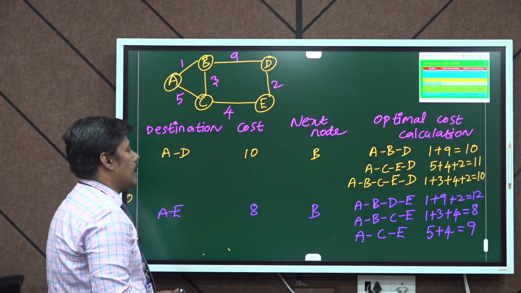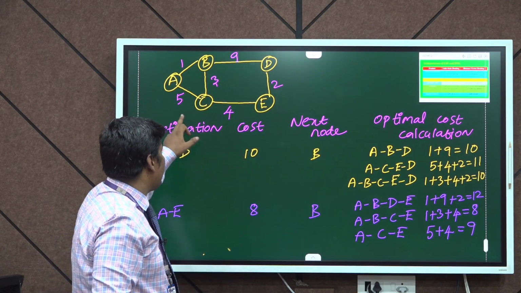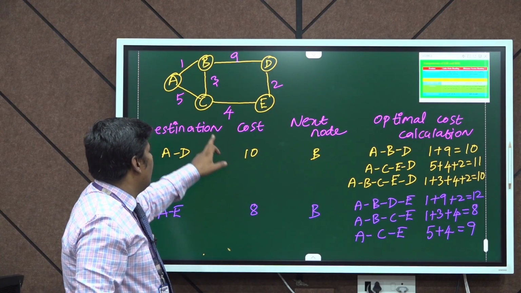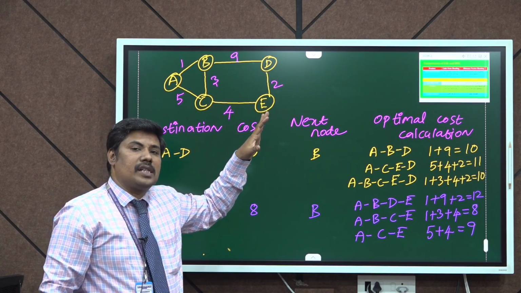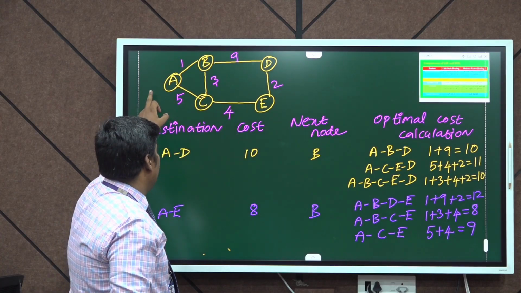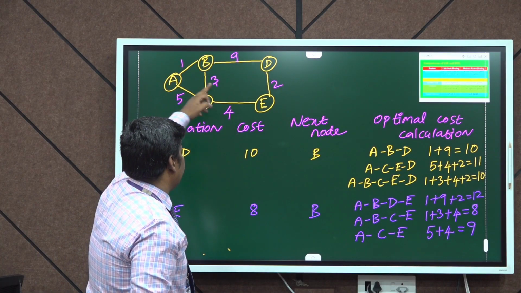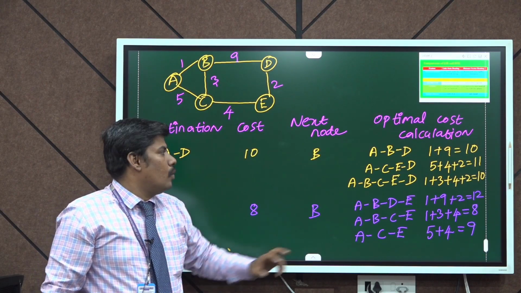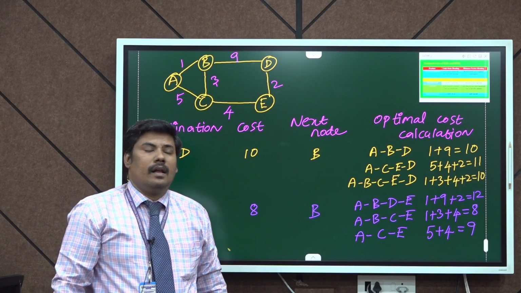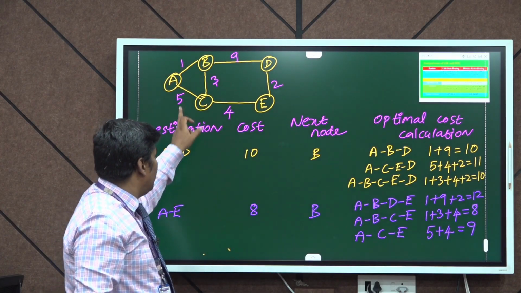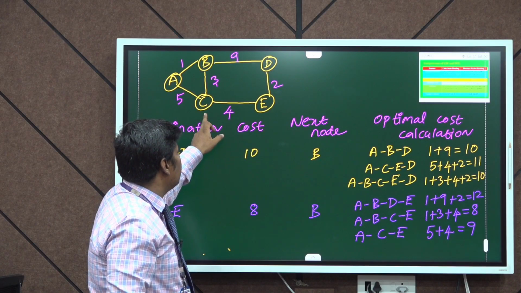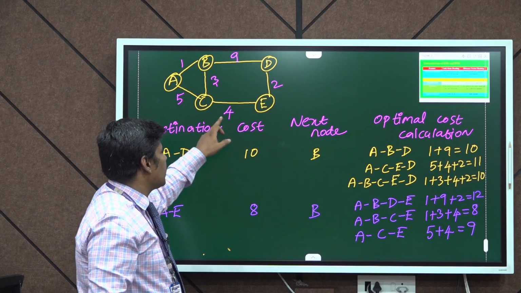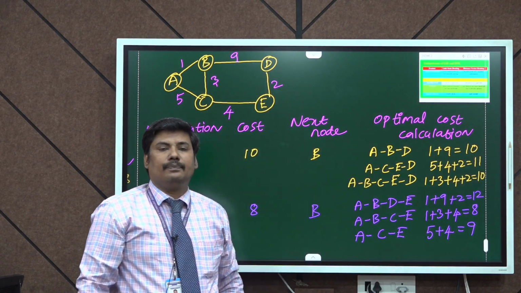In the third iteration I am going to travel from A to D. What are all the possibilities we have? First we have to calculate that. A to B and B to D, 1 plus 9 equal to 10. Then next, A to C, C to E and E to D, 5 plus 4 plus 2 equal to 11.